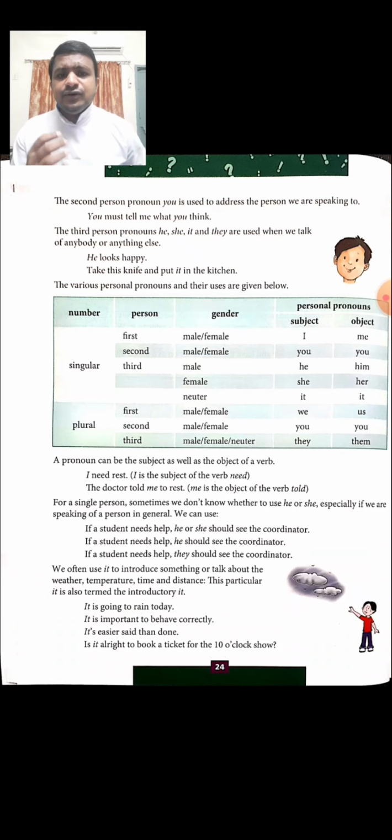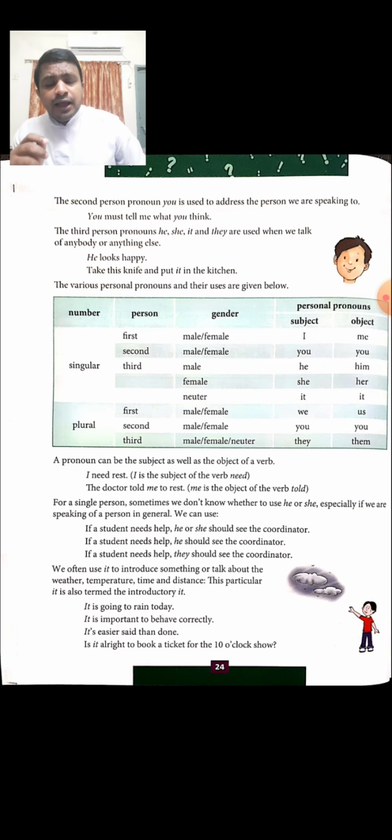Now, the third person, he or she or it, is used when we talk of anybody or anything else. We are talking about a third person, or we are talking about any other thing. So, we use he or she or it. That means: he looks happy, he does all the homework, take this knife and put it in the kitchen. There, it is being used instead of the noun.